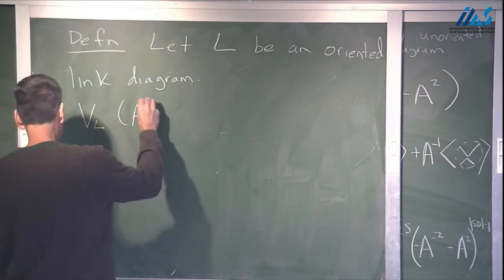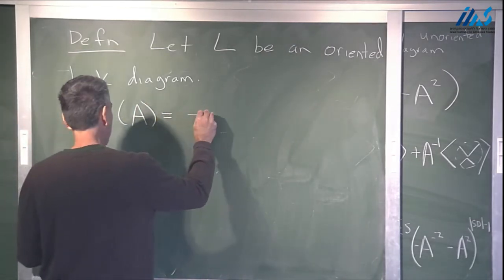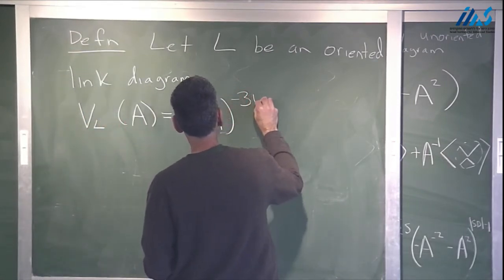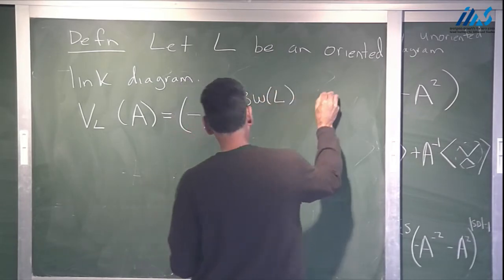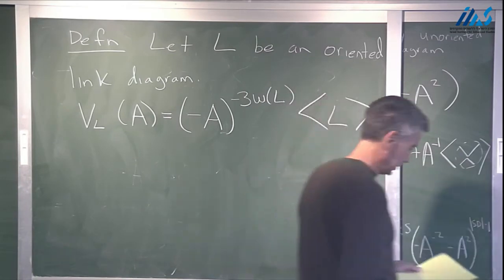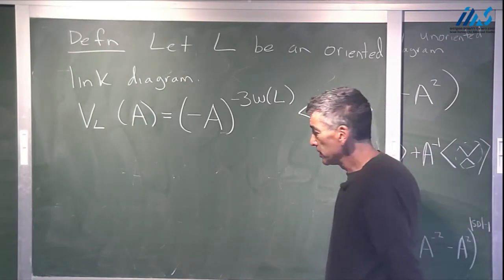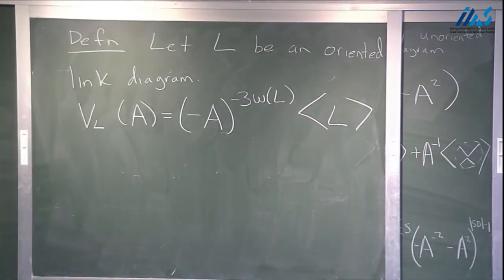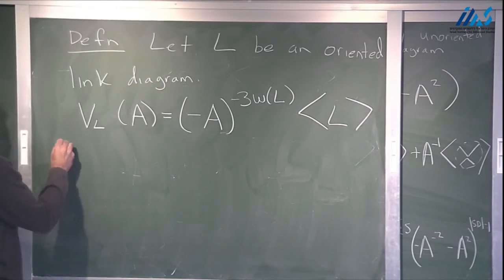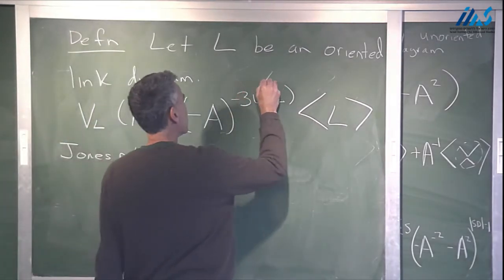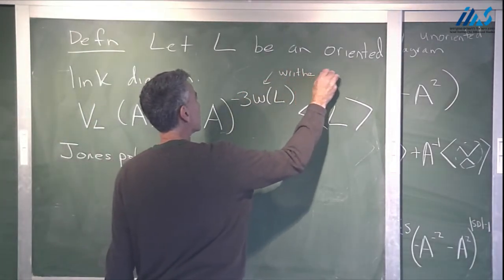We'll define V_L to be some Laurent polynomial in A, which is going to be defined to be minus A to the minus 3 times the writhe of L, times the bracket of L. The first term is there to correct the... Right. We'll see that that's right in a second. So this is called the Jones polynomial. So w(L) is the writhe of L.